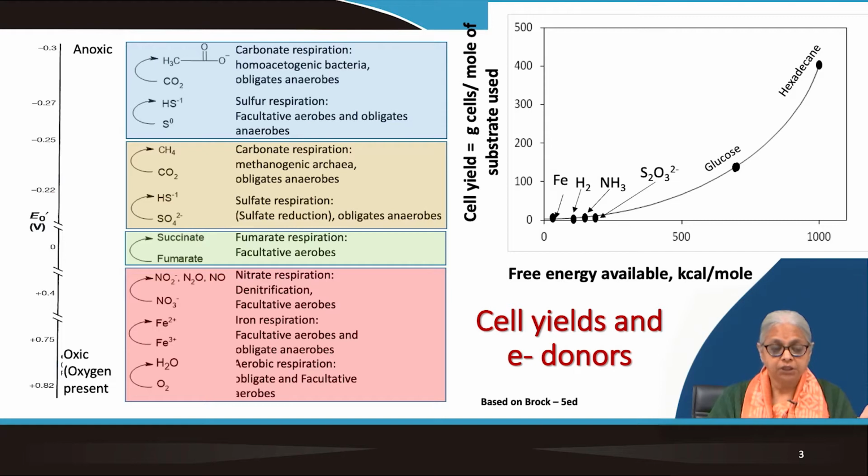Then you have methanogenic bacteria, which are completely obligate anaerobes. You have sulfate respiration, those are also obligate anaerobes. Then you have fermentative bacteria, which can be facultative. And you also have nitrate respiration, iron respiration, and finally aerobic respiration.